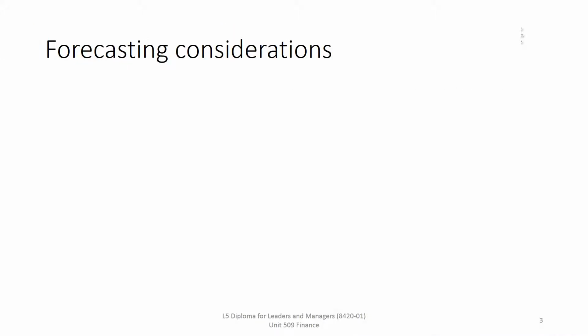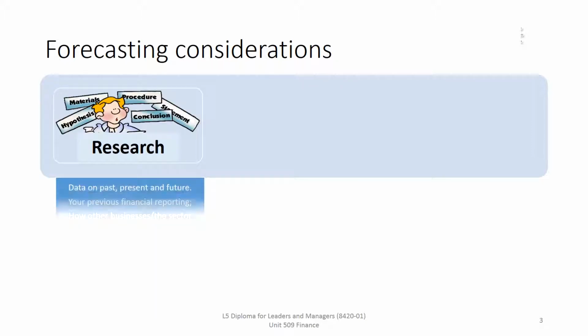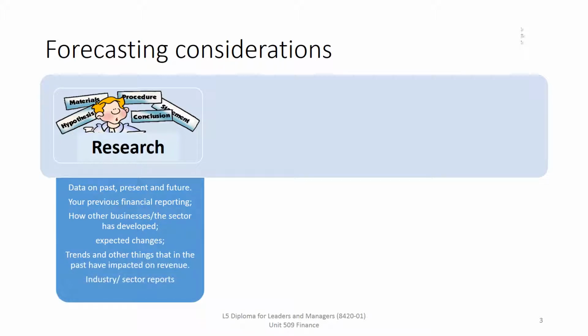But forecasting income and expenditure is not intended to give an exact figure, but there are some methods that can be used to try and make it as accurate as possible, and some key things to consider. First is to make sure that you research thoroughly. It's about gathering data on the past, present and future.